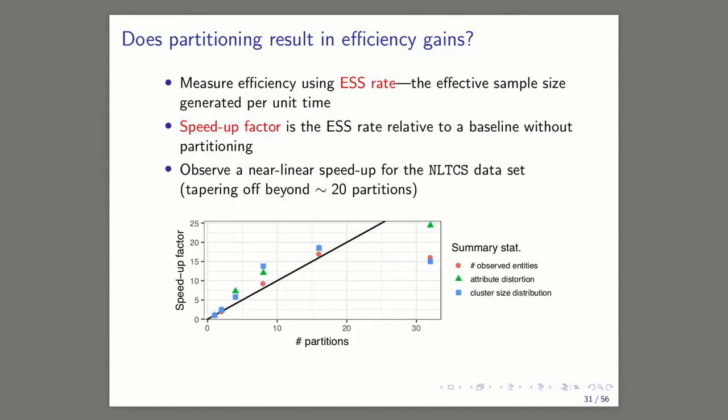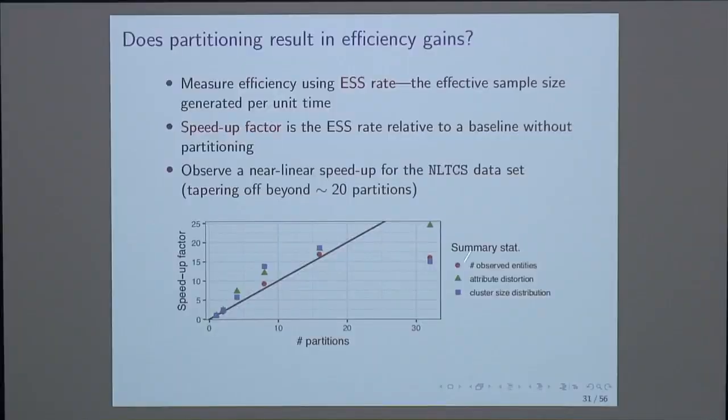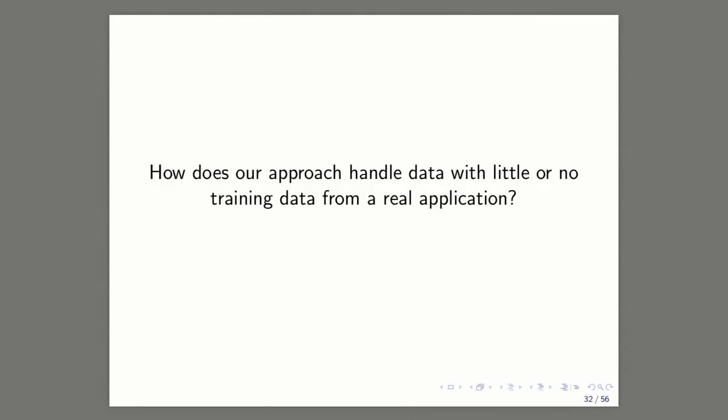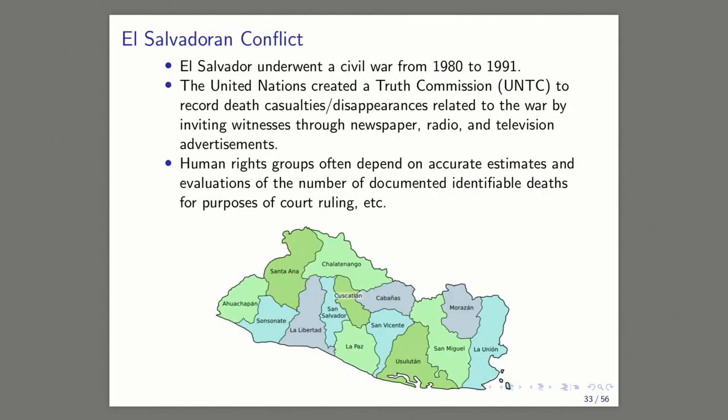So I'll come back to this in a minute if I have time. This is just looking at the fact that we have a near linear speed up for different summary statistics that we looked at. But what I wanted to quickly cover is, how does our approach handle data with little or no training data for a real application?